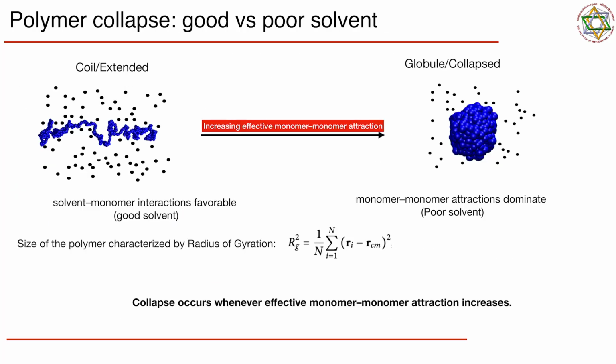Okay, so now we come to the main topic, which is polymer collapse. Though I have used the word solvent, I want to explain that there are multiple ways in which you can make a polymer collapse.